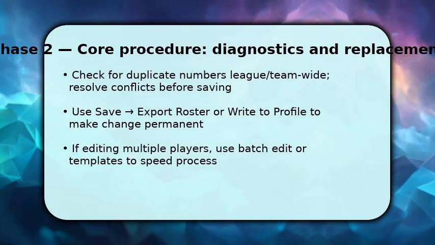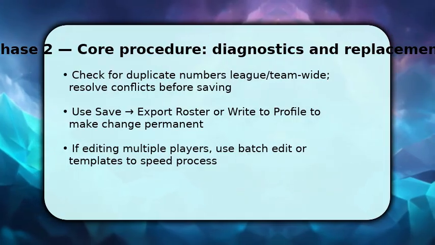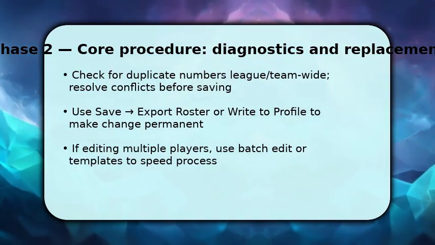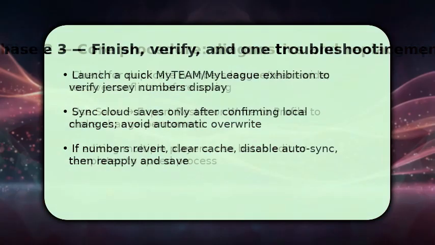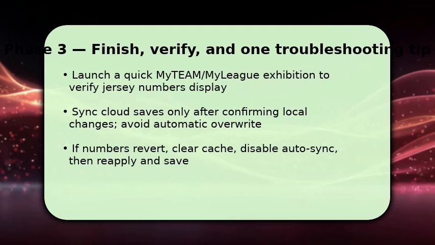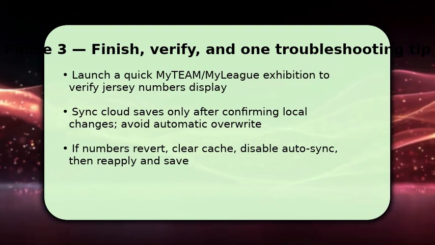If you're changing many players, use batch edit or templates to replicate settings quickly. Make sure to verify the save completed with no error messages. Before moving on, you finish by launching a short exhibition or practice mode to confirm the new numbers display on jerseys and menus. Once satisfied, sync cloud saves.